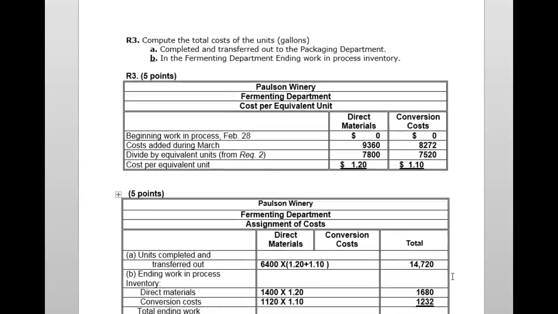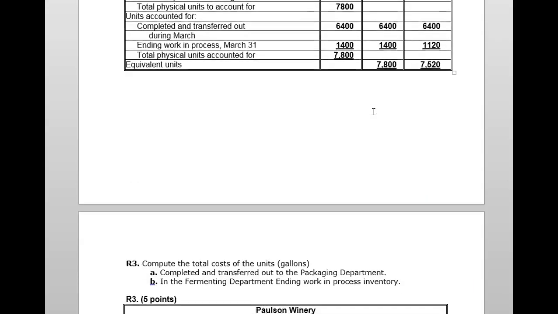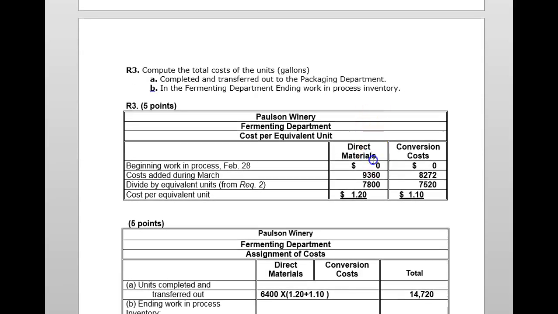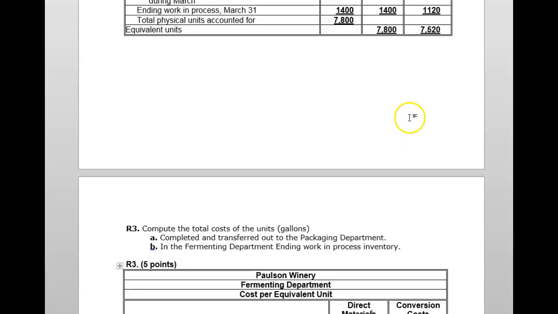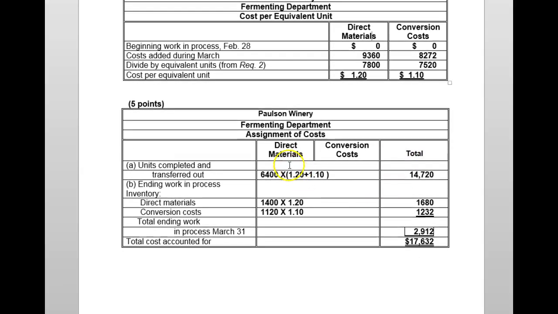Now that's how all of these problems work. You figure out the equivalent units. You come down and add your direct and conversion costs, divide that by the equivalent units, and come up with the per equivalent unit cost. Then you drop down again using that same division of 6,400 transferred out, and this is the in process, and you'll come up with total cost to be accounted for.